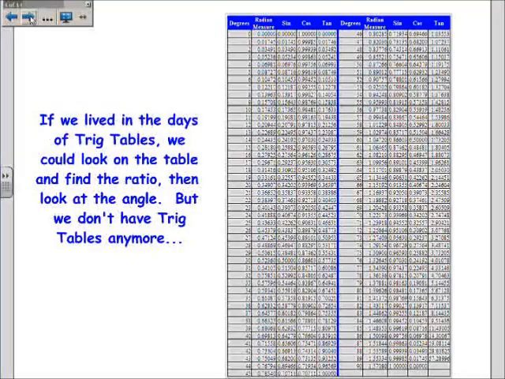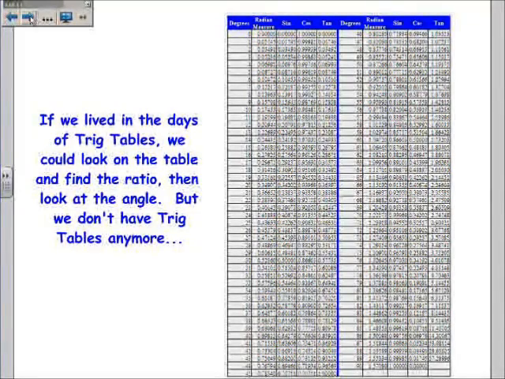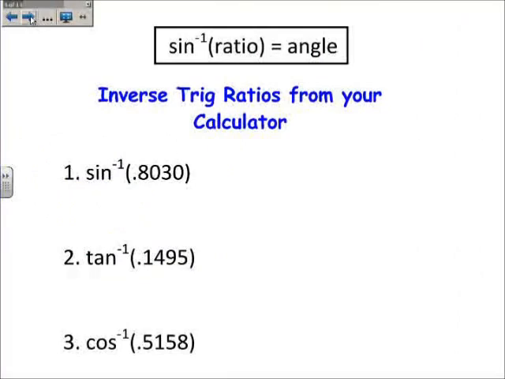Now, back in the day, BC, before calculators, when we had tables, we could look up in the table the ratio and find the angle that closely matches that ratio. But today we don't really have trig tables to go with, so there has to be a way we can use the calculator to find those angles. And the answer is inverse trig ratios have these: sine to the -1, tangent to the -1, and cosine to the -1. On our graphing calculator, it's second tan, second cos, and second sine that will give you those ratios.